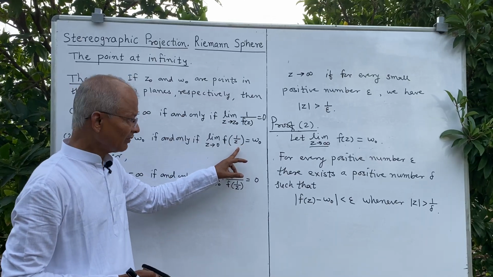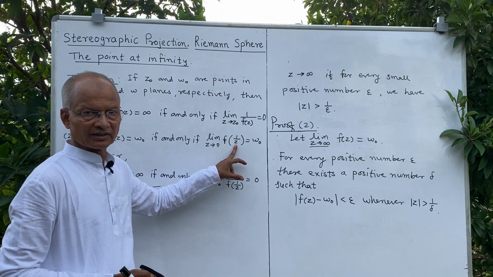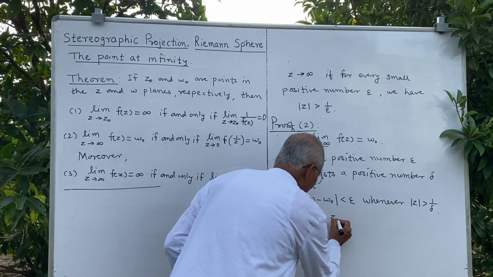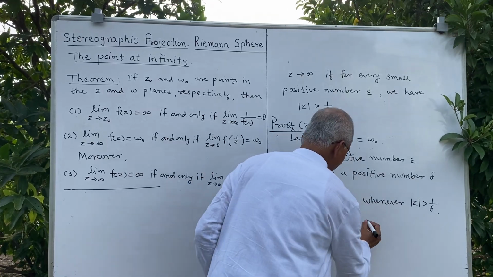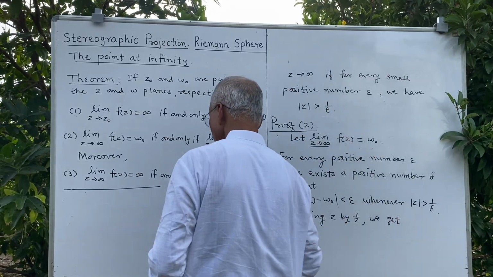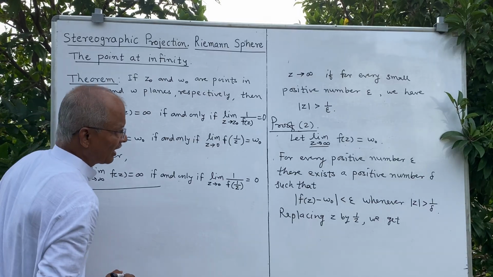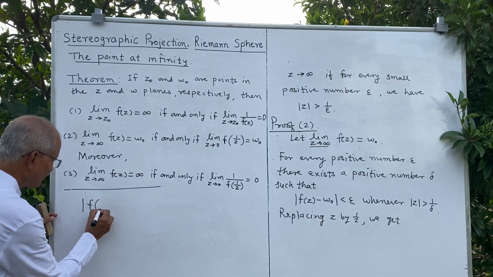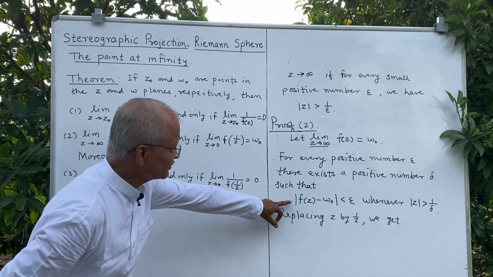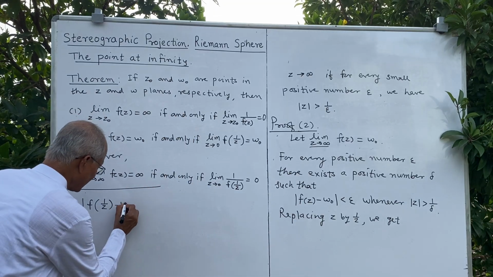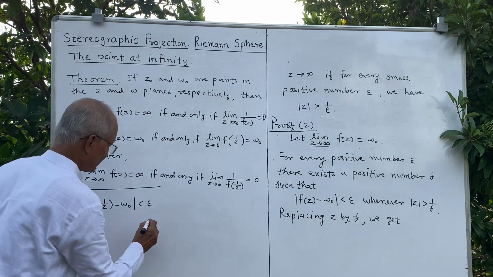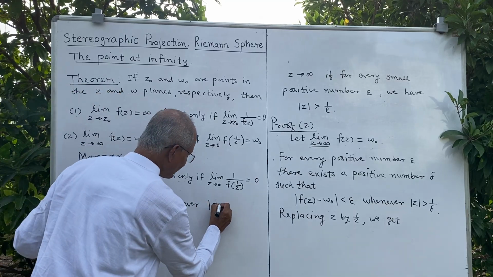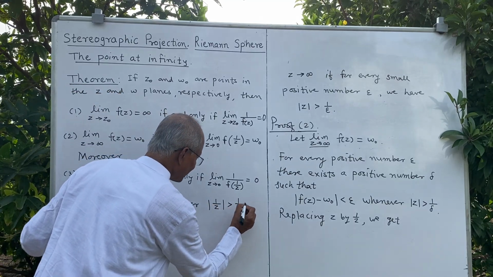So, this is the result that we have, and from this what we have to prove is the limit regarding 1 by z, and therefore, we replace z by 1 by z in this result. Replacing z by 1 over z, this is true for every z, true for 1 upon z, and what we will get is the absolute value of f of 1 by z minus w naught is less than epsilon whenever mod of 1 by z is greater than 1 upon delta.